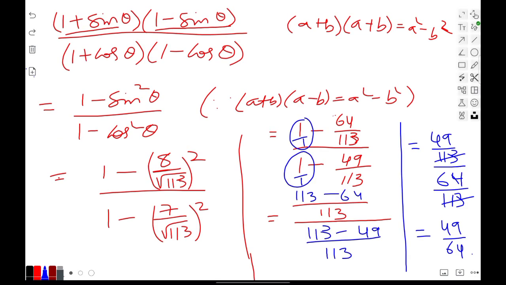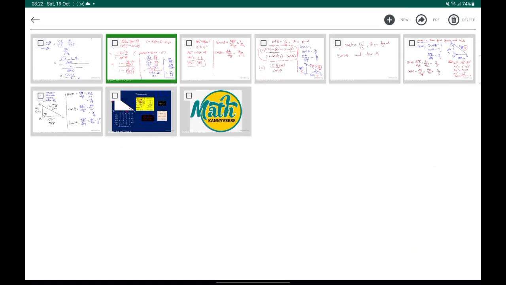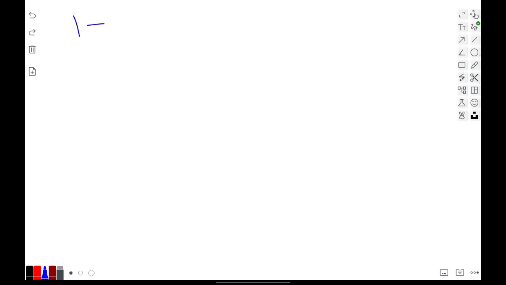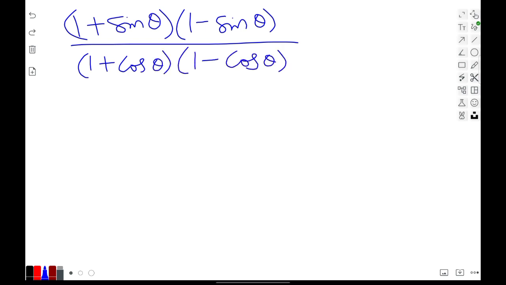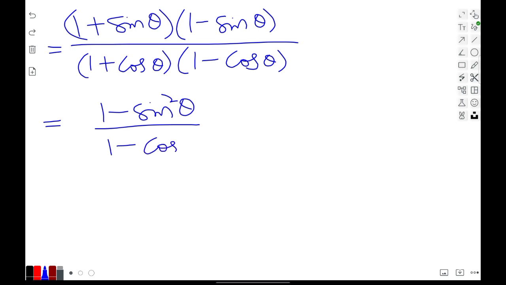Okay, let me note down the question once, that is 1 plus sin theta into 1 minus sin theta by 1 plus cos theta into 1 minus cos theta. Here in the numerator and denominator we can use (a plus b) into (a minus b), like I discussed earlier. So that is 1 minus sin square theta by 1 minus cos square theta.